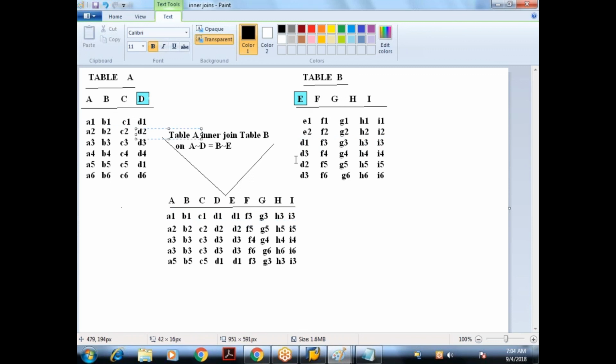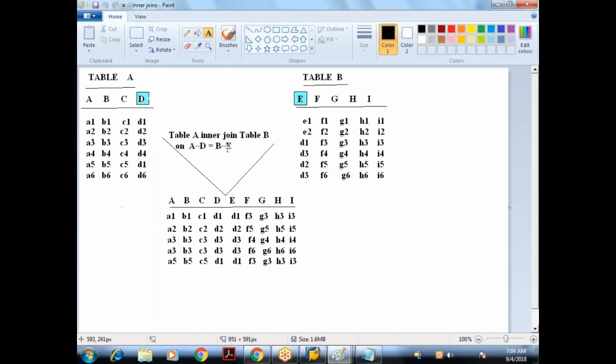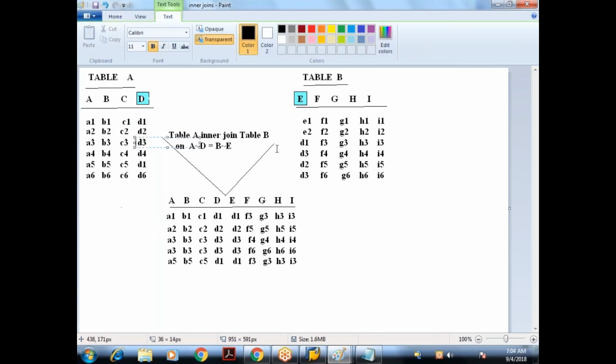Then it will take the second row, D2. Do we have any matching row here? Yes, this row is matching. So it will take that row, A2, B2, C2, D2, and again D2, F5, G5, H5, and I5. It will pick up that row. Then again, left hand side D3 is here. Do we have a matching row in the right hand side? Yes, two rows are matching, the fourth row and the sixth row. It will take both rows one after the other.